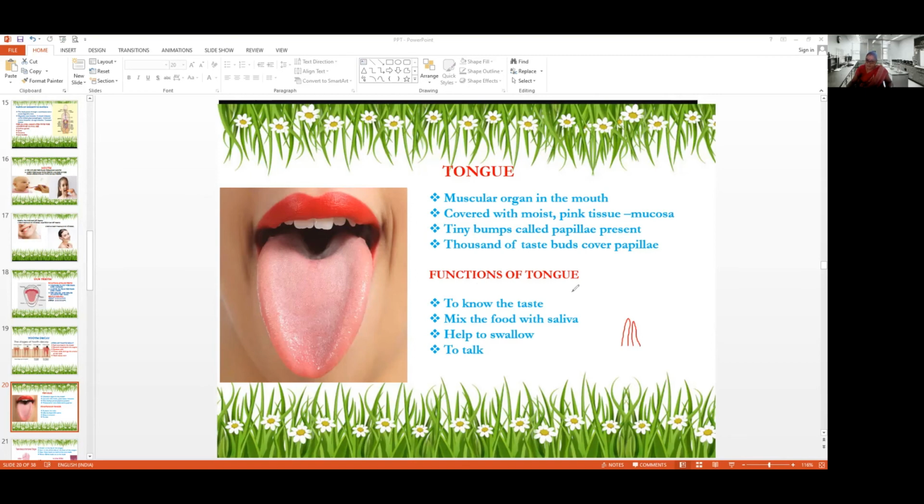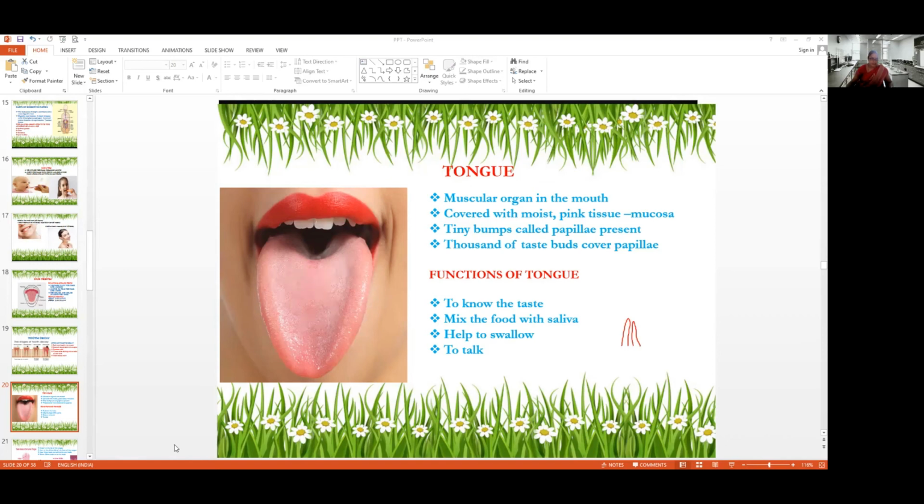So what are the functions of the tongue? It lets us know the taste of the food, it mixes the food with the saliva, it helps to swallow, and it helps us to talk. Without the tongue, we are not able to talk. These are the main functions of the tongue.